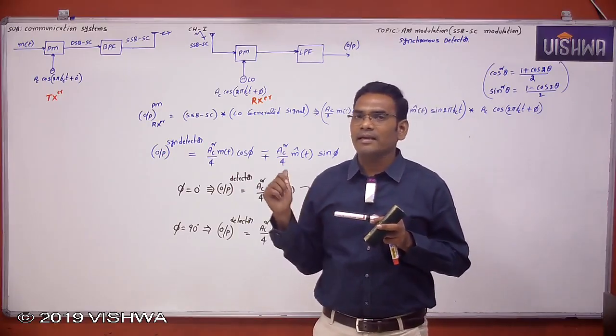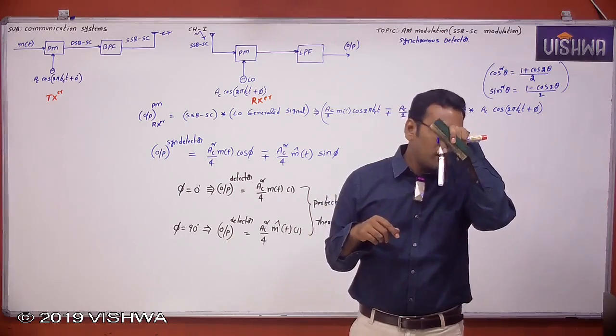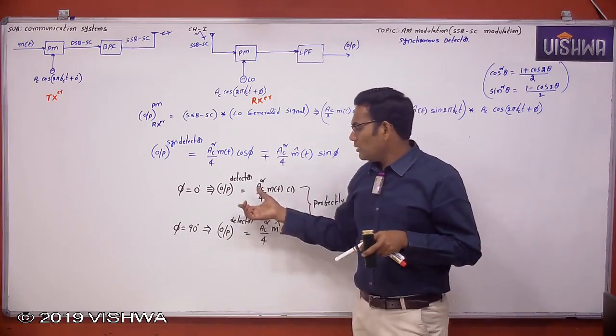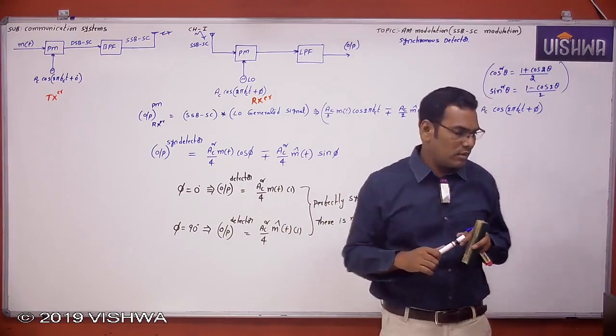The reason behind this is that SSB-SC is generated based on the phase discrimination method. Because of this phase, the output is not equal to 0 and there is no quadrature null effect. Okay, note down.